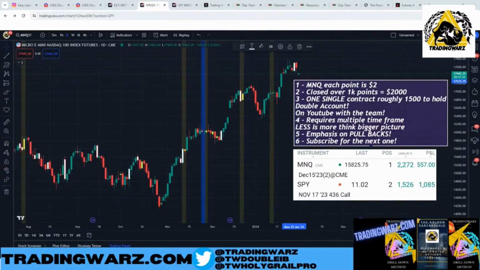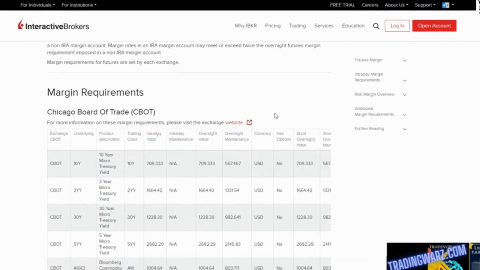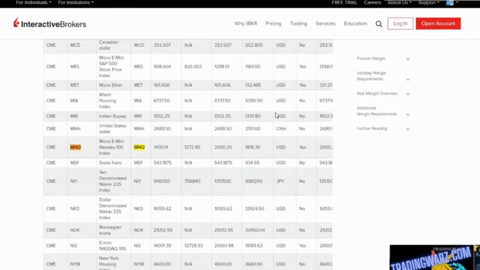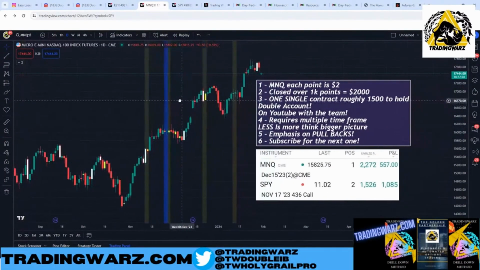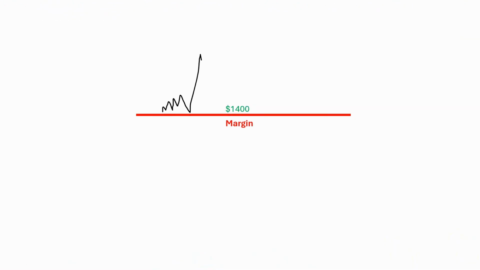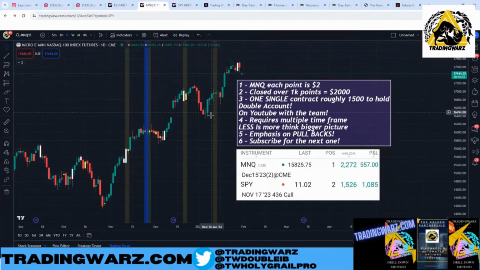Let me get you the guide here. Right here, I'm on the margin requirements for futures. I'm going to just control-find MNQ. So MNQ, it's roughly $1,400 to hold a contract. So you need to have $1,400 cash to hold one of these micro contracts in your account. What it means is if you start to go under $1,400, you're going to get liquidated. They're going to sell your position for you, because if you can't maintain that margin requirement, they're going to sell it.